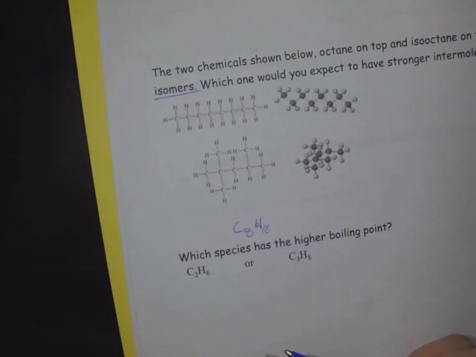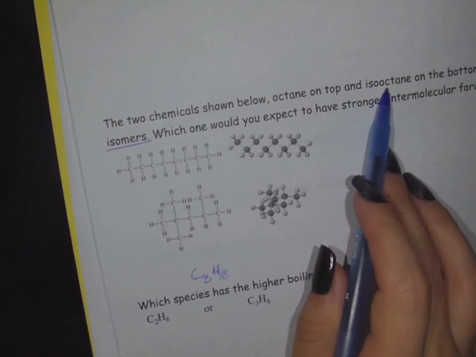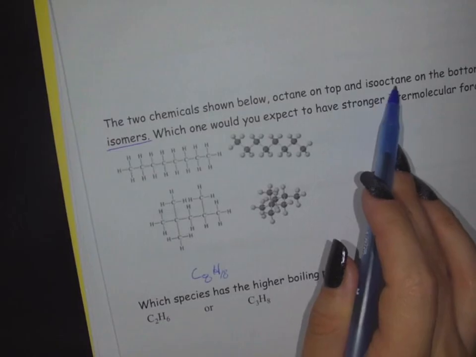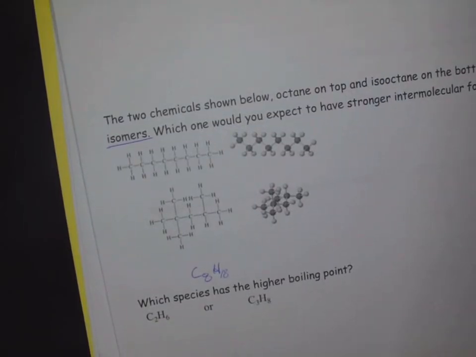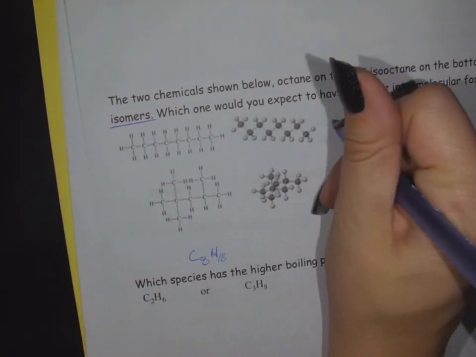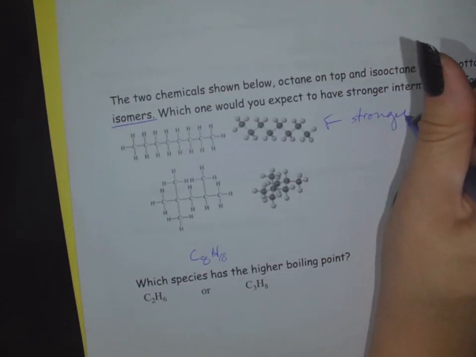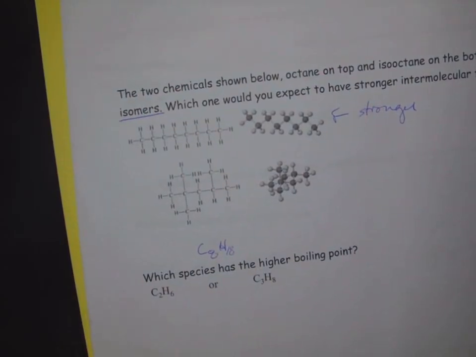So two chemicals shown below, octane on top and isooctane on bottom, are isomers. Which one would you expect to have a stronger intermolecular force? I would expect this one to be stronger. Okay, good.